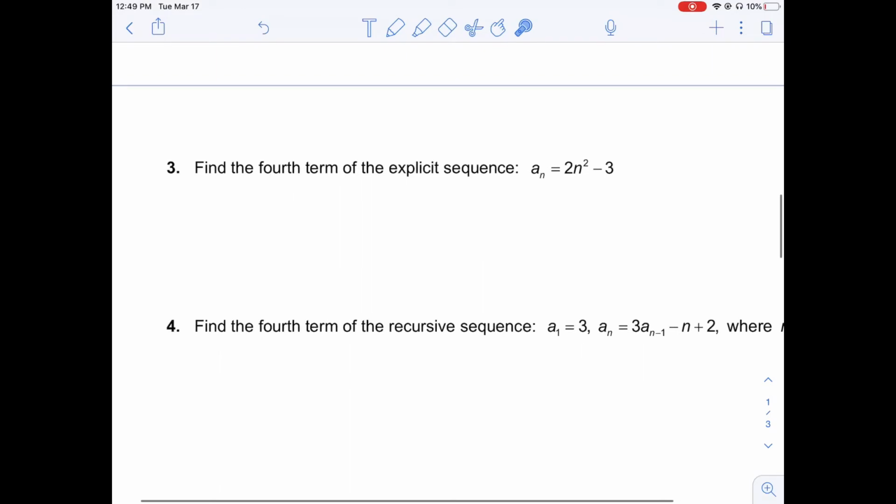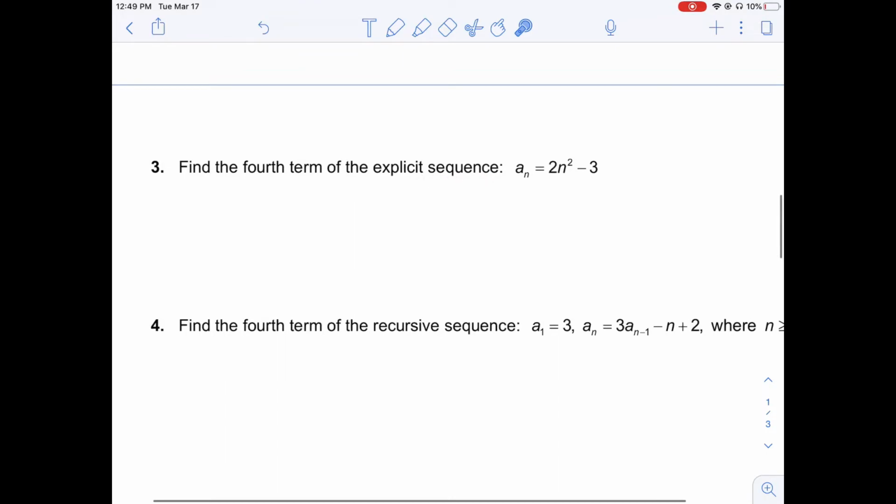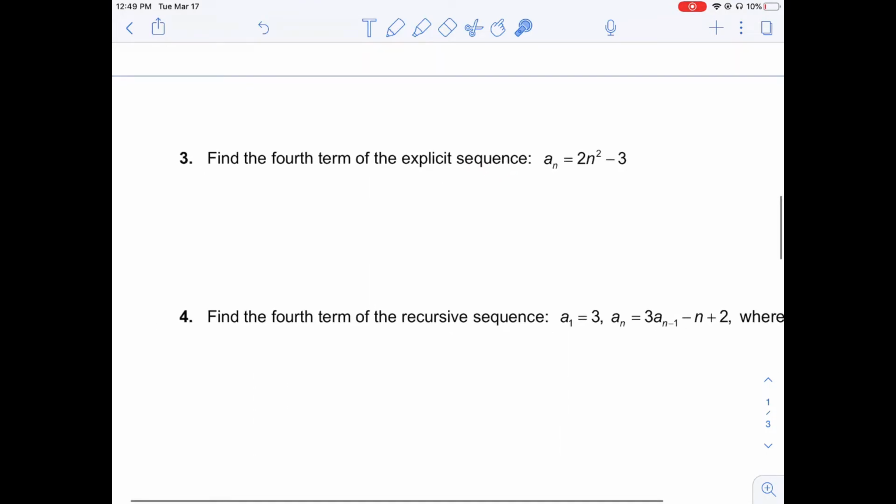Number 3 asks us to find the 4th term of the explicit sequence, and they tell us that a_n is equal to 2n squared minus 3. So this is an explicit sequence. This means if I want to find the 4th term in my list, so this term right here, I just need to plug in 4. So the 4th term means that n is equal to 4, where n means whatever term that we're on.